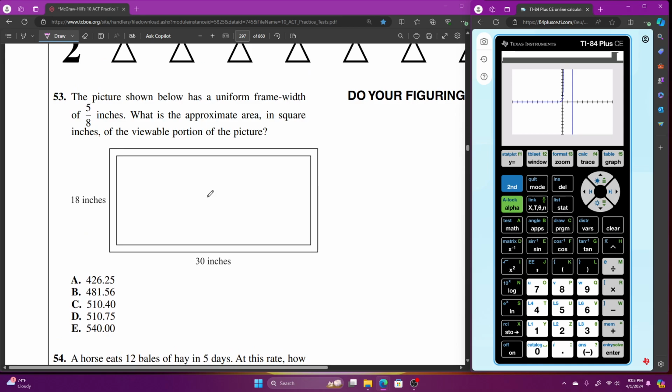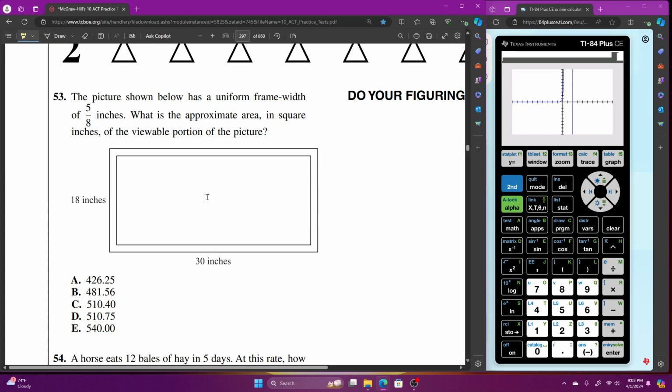Question number 53 says the picture shown below has a uniform frame with the width of 5/8 inches. What is the approximate area in square inches of the viewable portion of the picture? So this frame is 5/8 of an inch. So that's just this little border piece going around here. So they want to know what is the area not including the picture frame.